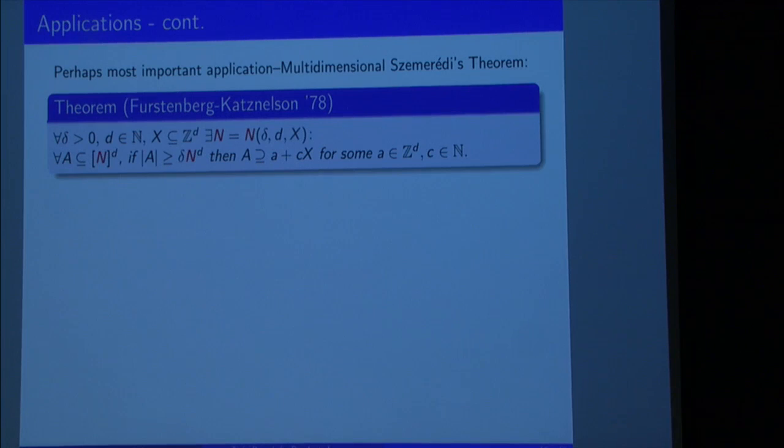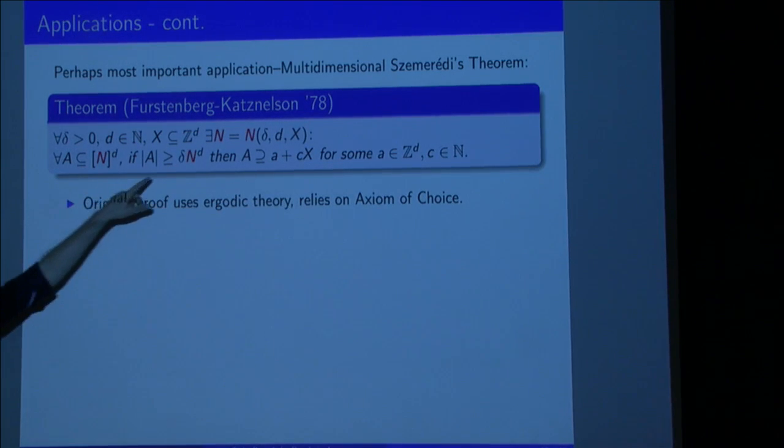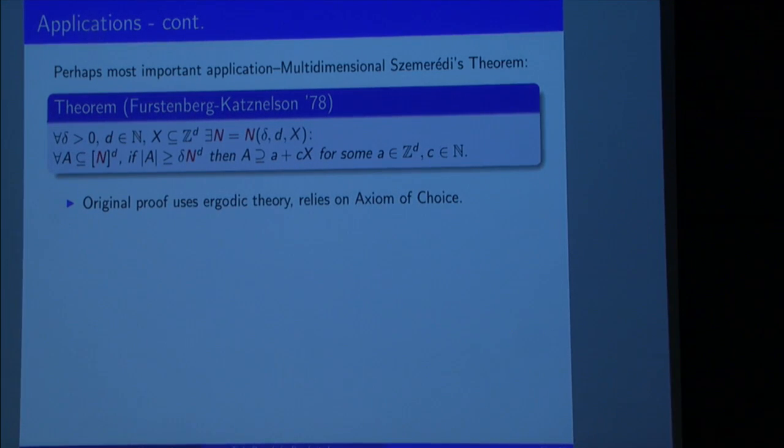This was proved by Furstenberg and Katznelson, and their proof uses ergodic theory and in particular the axiom of choice, and so no bounds on n follow from this proof. By the way, I should mention that another way to state this theorem is by taking delta as the parameter. So the question is, how dense should the subset be so that you would get this homothetic copy? But in any case, no bound came out.